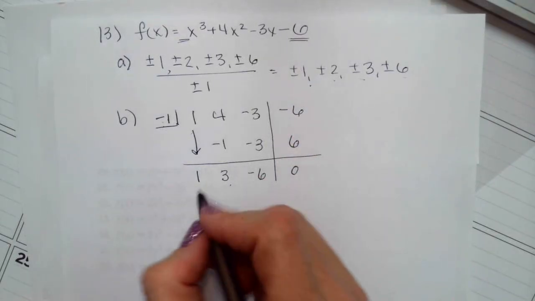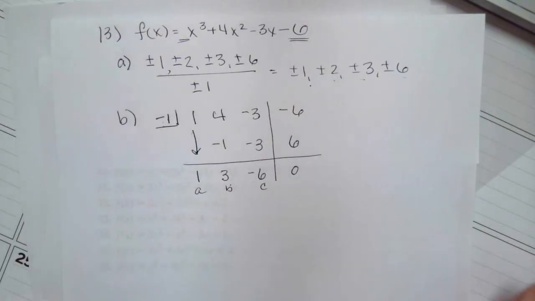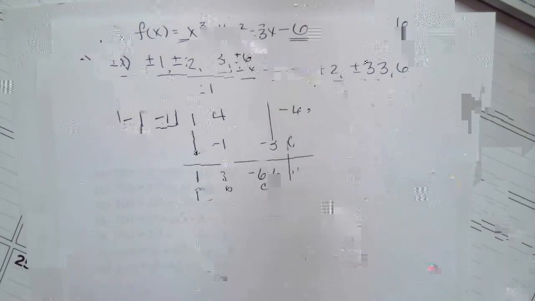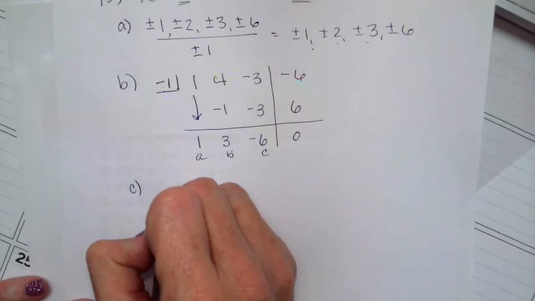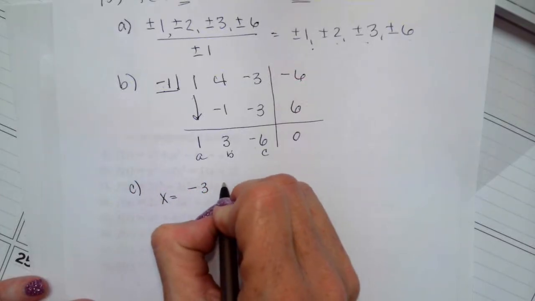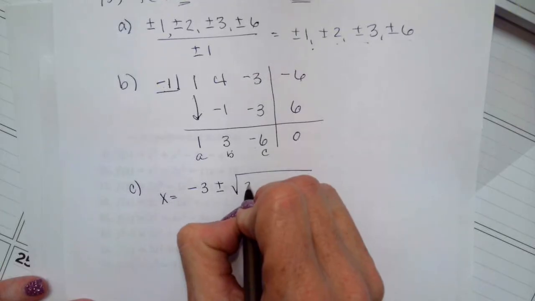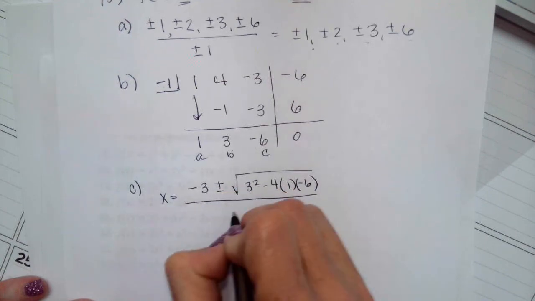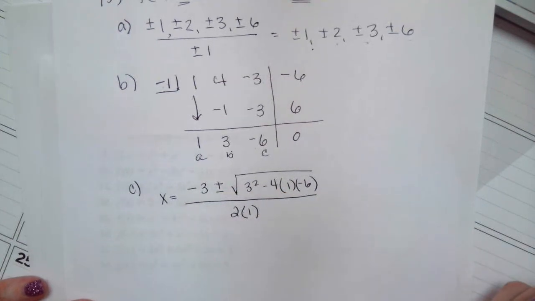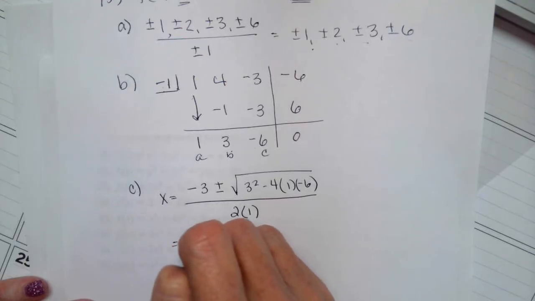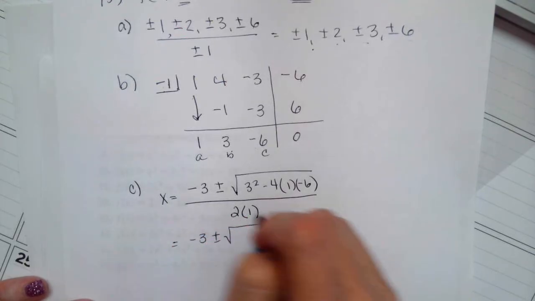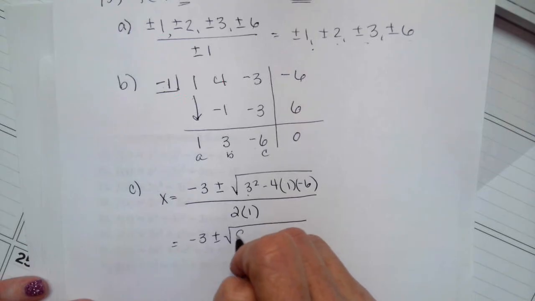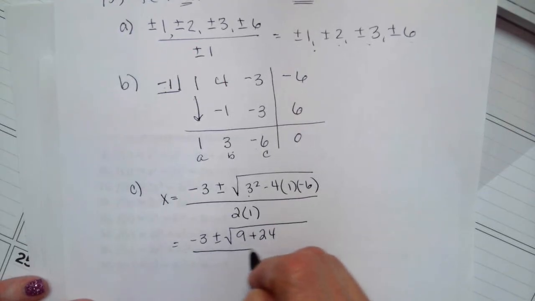So now I have a quadratic term, a linear term, and a constant. So now we are going to use the quadratic formula to find the other remaining zeros. So then I have x equals negative 3 plus or minus the square root of 3 squared minus 4 times 1 times negative 6, all over 2 times 1. So then this is going to give me negative 3 plus or minus the square root of 9 plus 24, all over 2.